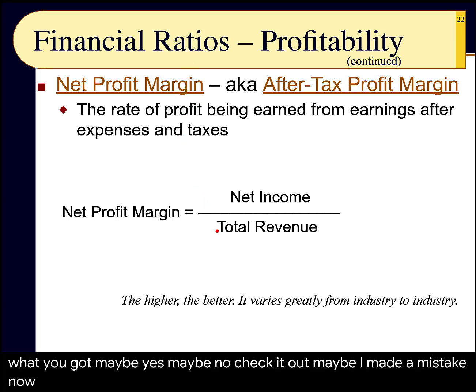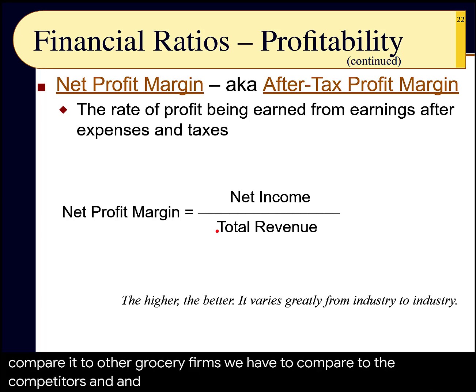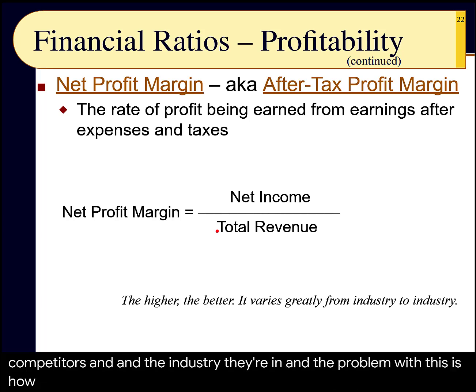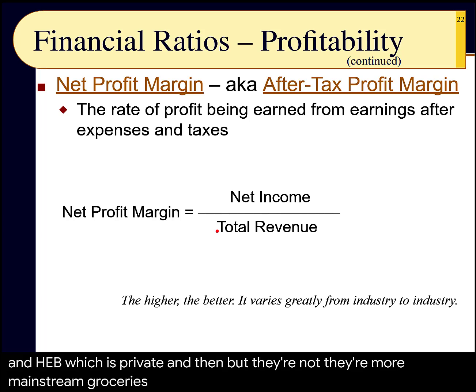Now, that's almost 5%. Is that good? Is that bad? Oh, I don't know. Yeah, we have to compare it to other grocery firms. We have to compare it to the competitors and the industry they're in. And the problem with this is who are Sprouts' competitors? Well, you've got Kroger and Safeway and H-E-B, which is private, but they're more mainstream grocery firms. What about Whole Foods?